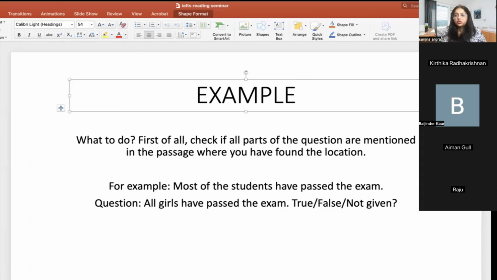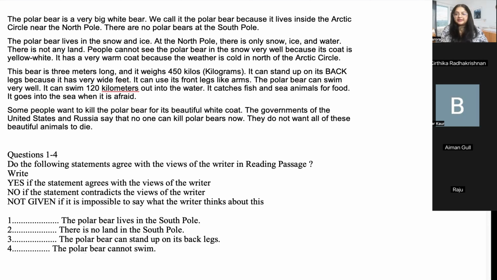The question says all girls have passed the exam. Now, we don't know whether all girls have passed the exam or not. We just know that the maximum number of students of the class, they have passed the exam. Maybe the minority which failed was actually of girls only. So we don't know that thing. That thing has not been clarified. So therefore, the answer over here will become not given. I hope it's clear.